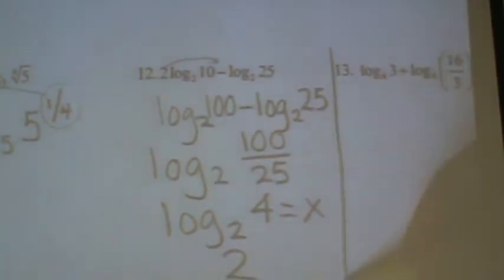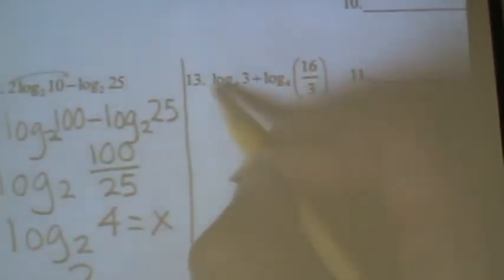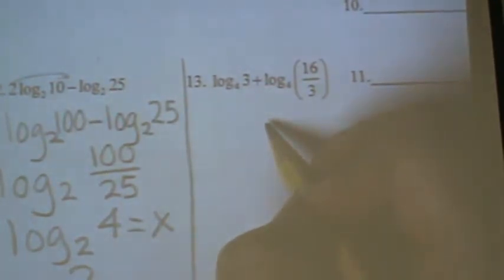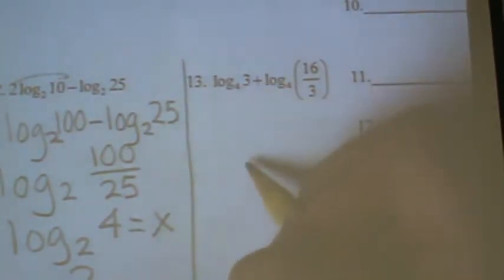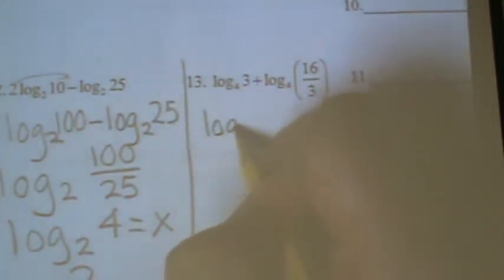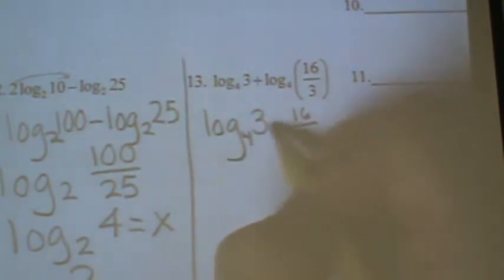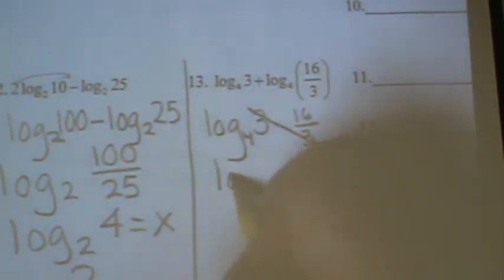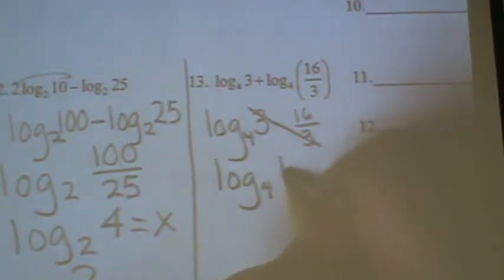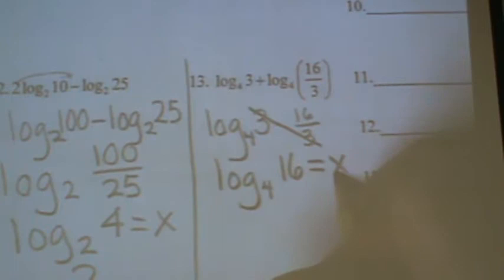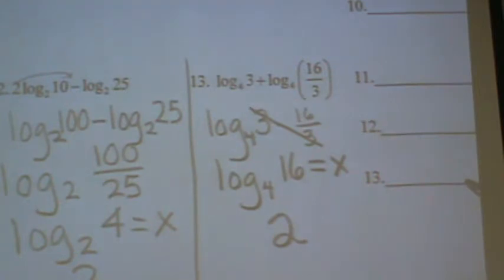Is this making sense? Yes. Okay, good. How about this one? How do you condense this piece? It's a plus sign, so what do we do? We multiply. 3 times what? 16/3. What do we do with these two? Cross them out. 16. So 4 to what power is 16? 2. Wow. Guys, come on.